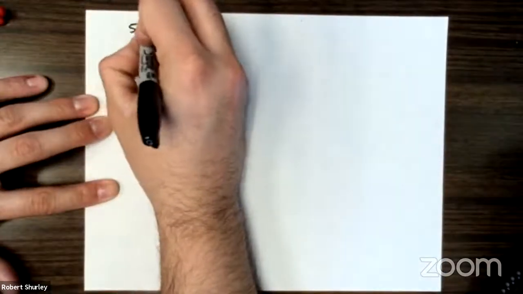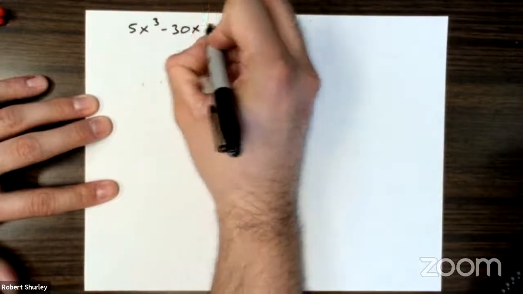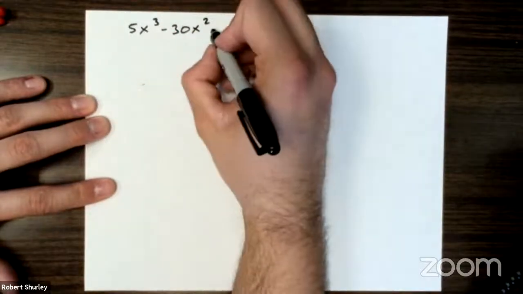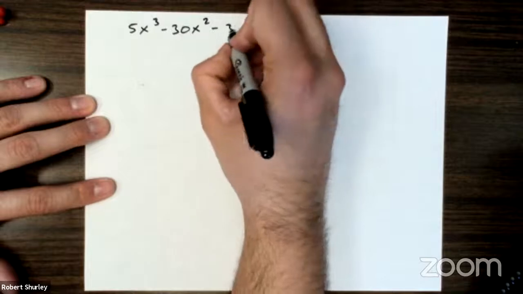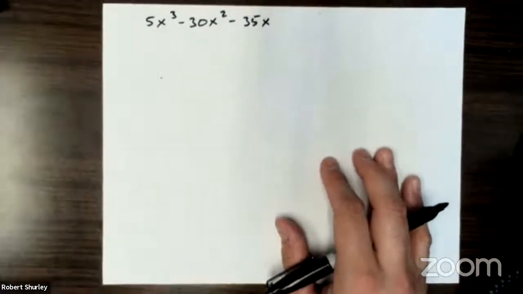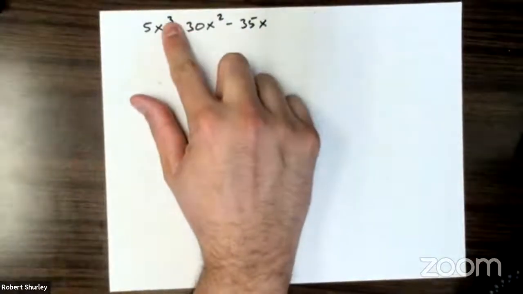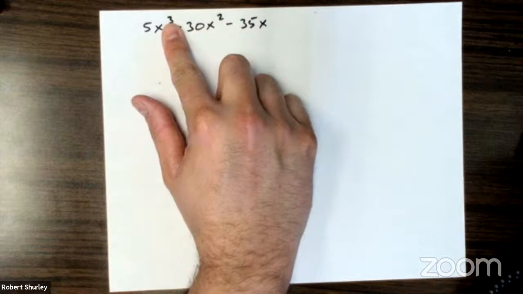Okay. So let's look at one that, I'm going to tell you up front, we have to factor out the GCF. I'm going to steal this example directly from the book. Now we've got 5x cubed minus 30x squared minus 35x. Okay, kind of different. We've got a 5x cubed here, right? That's different. All of them have been squared.